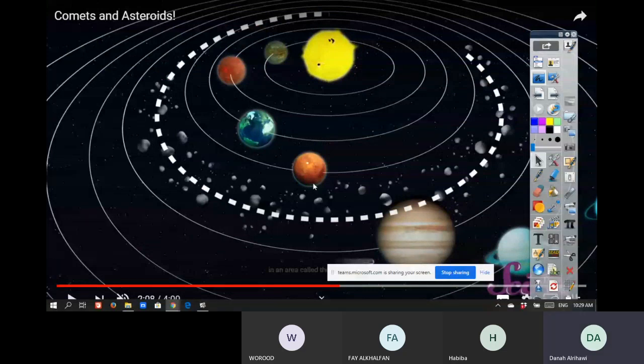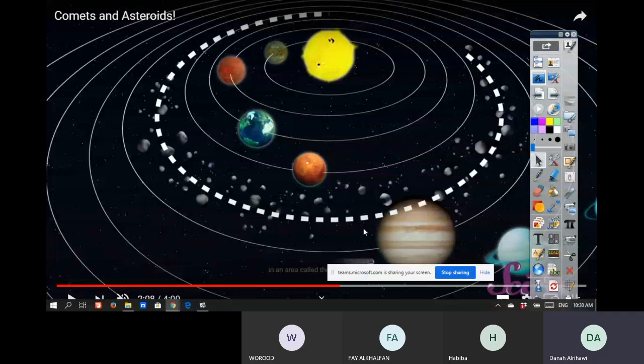Now these asteroids are divided into 2 parts. The inner asteroids are near to Mars, and the outer asteroids are near to Jupiter. Actually, because of the gravity of Mars and Jupiter, this belt is held in its place. And this is very important so that the asteroids don't hit or crash into the Earth.